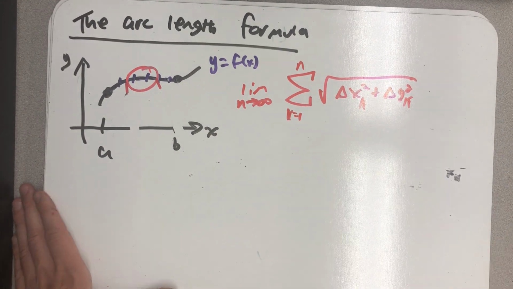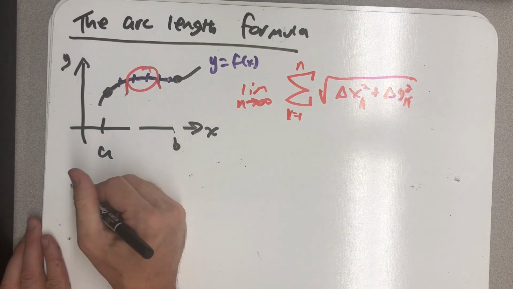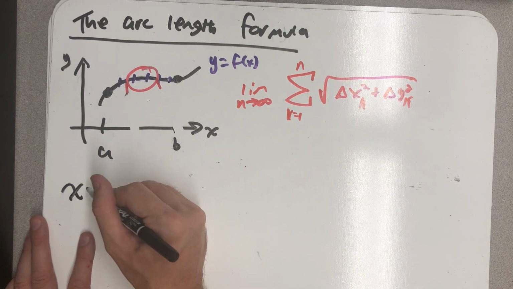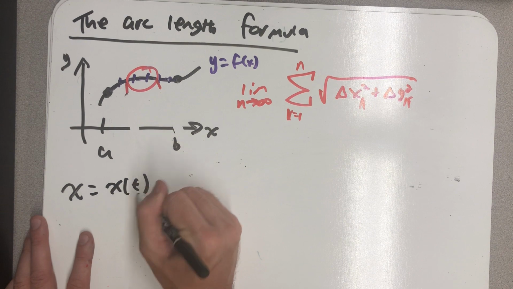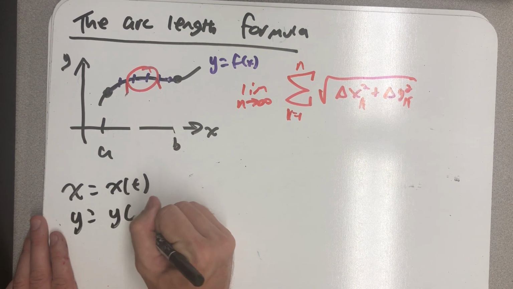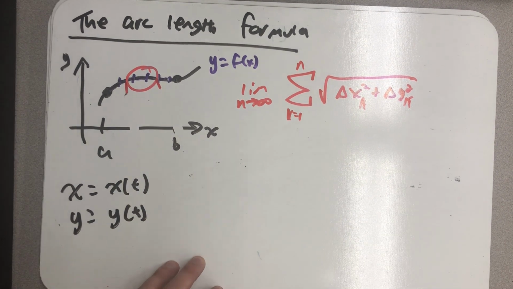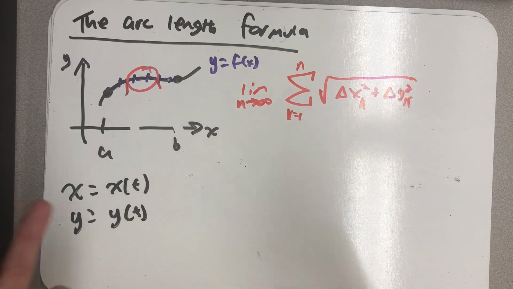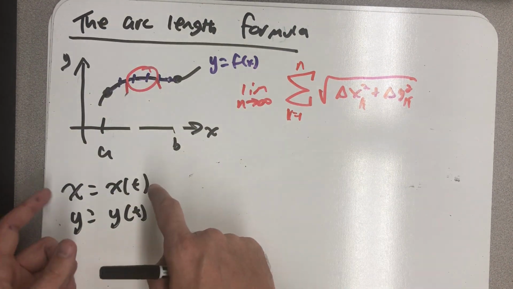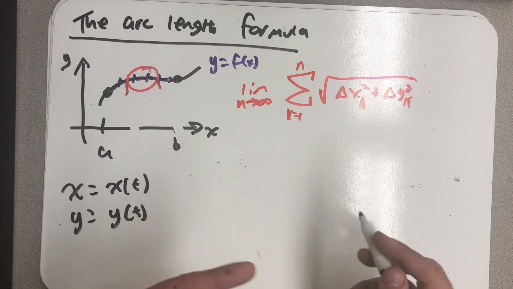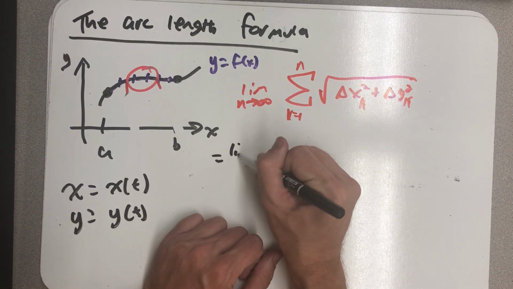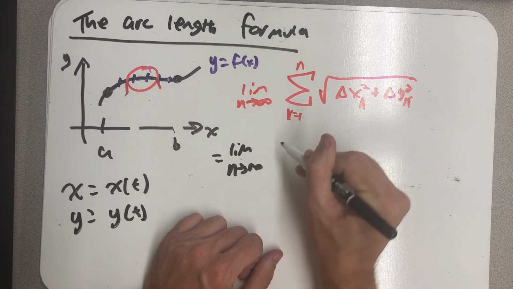We rethought, instead of having a curve, y equals f of x, what if I had a parametric curve? X equals x of t, y equals y of t, right? Instead of thinking about this as a function, maybe it's a parametric object, and I have two functions, one for x, one for y. Well, I can do that same kind of trick on the inside of my radical.